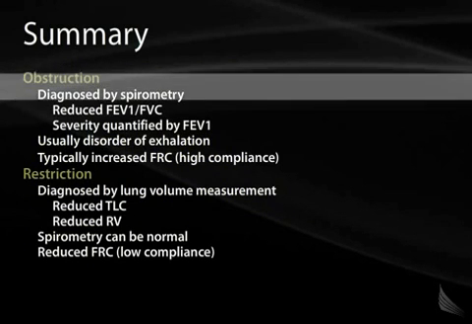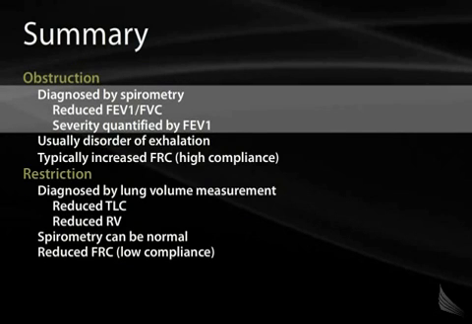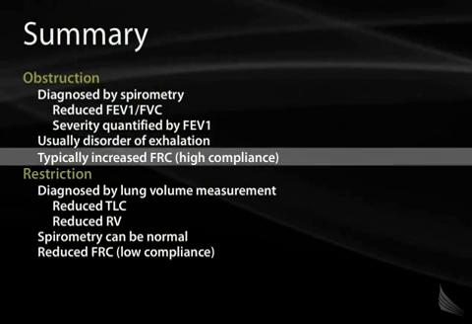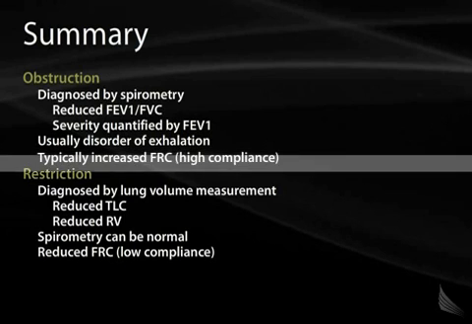Obstructive diseases are defined by a low FEV1 to FVC ratio. How bad they are is determined by what the FEV1 is. It's a disease of exhalation. And typically we see a high FRC, a high residual volume, a high total lung capacity. These are high compliance diseases. We'll talk about that later.